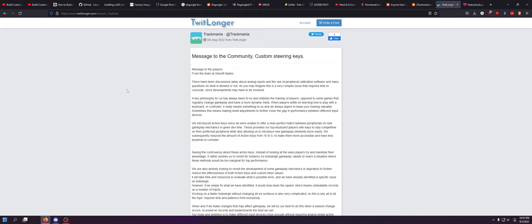But anyway, let's go. Message to the community on custom steering keys. Custom steering keys, for those that don't know, are called action keys. They are explained in this write-up, so I'm not really going to explain them now. Message to the players from the team of Ubisoft Nadeo: There have been discussions lately about analog inputs and the use of peripheral calibration software, and many questions on what is allowed or not allowed. As you may imagine, this is a very complex issue that requires time to conclude, since developments may have to be involved. Okay, understandable.